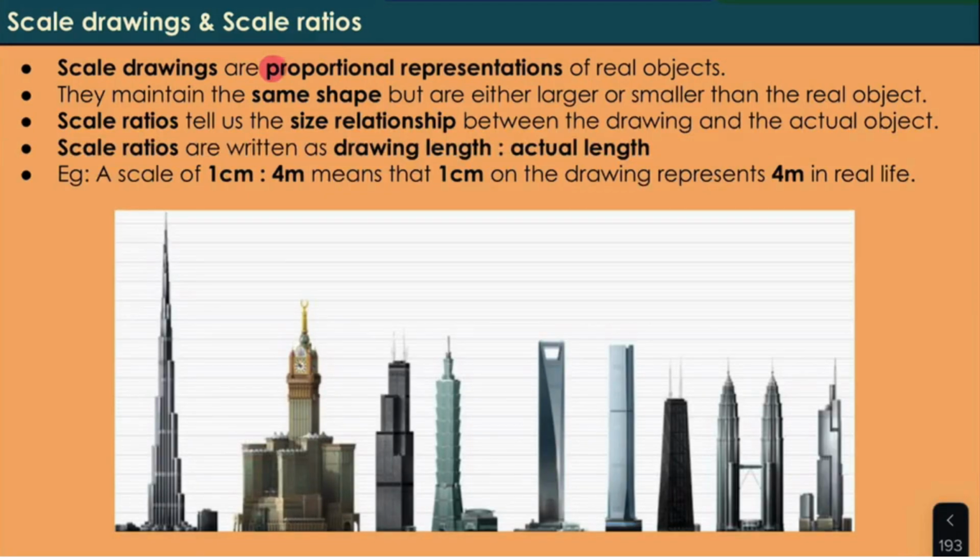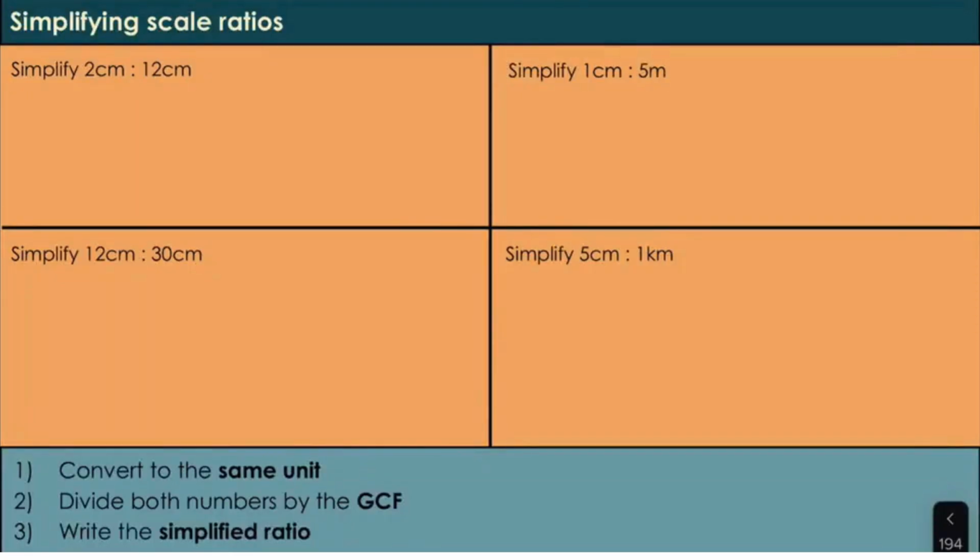Scale drawings are proportional representations of real objects. They maintain the same shape, but are either larger or smaller than the real object. Scale ratios tell us the size relationship between the drawing and the actual object. They are written as drawing length compared to the actual real life length. For example, a scale of 1 centimeter to 4 meters means that 1 centimeter on the drawing represents 4 meters in real life. How do we simplify scale ratios?